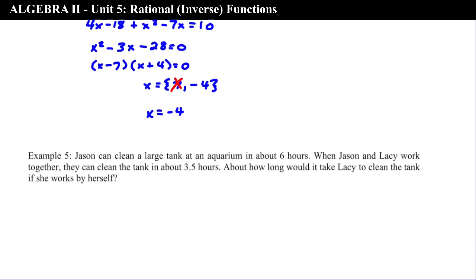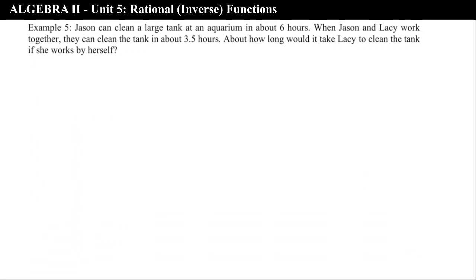All right, let's finish off this section and this unit with a word problem. So, Jason can clean a large tank at an aquarium in about 6 hours. When Jason and Lacey work together, they can clean the tank in about 3.5 hours. How long would it take Lacey to clean the tank if she works by herself? So, we have Jason's rate. We're going to first of all talk about this in terms of at what rate can Jason clean the tank and at what rate can Lacey clean the tank.